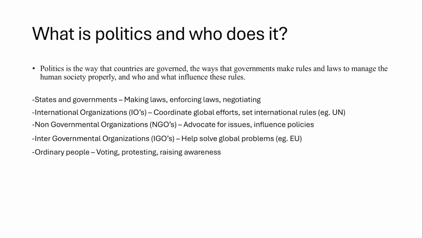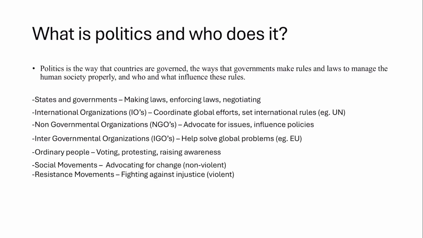Next, we have ordinary people. So this shows how really anyone can be involved in politics by voting or protesting or simply just raising awareness on a topic or conflict of political interest. And then we have social movements and resistance movements. So social movements are advocating for change in a non-violent way, whereas resistance movements advocate for change but are fighting against injustice in a more violent manner.